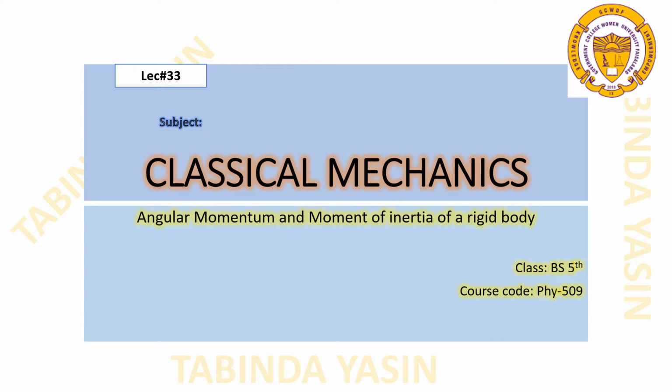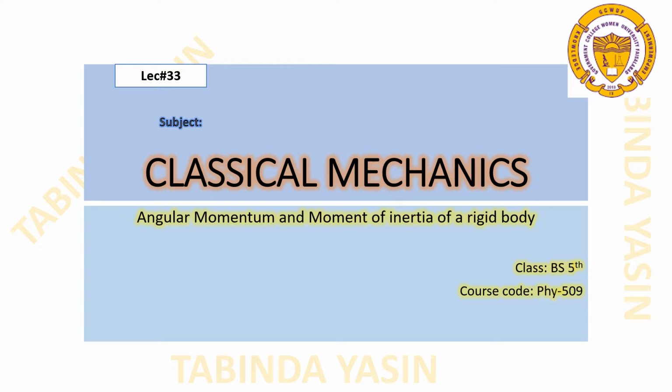Today we are going to start lecture number 33 for classical mechanics, which is related to the previous chapter, where we are studying the kinematics of the rigid body. In this we are going to discuss the angular momentum and the moment of inertia of a rigid body, how they are related to work and power, and the conservation of angular momentum, and how the inertia varies, or when and how it remains conserved. That is the course for BS 5th, and the course code is PHY 509.